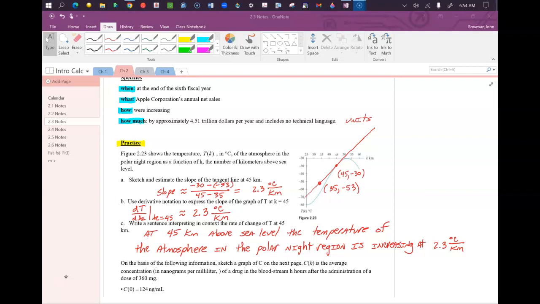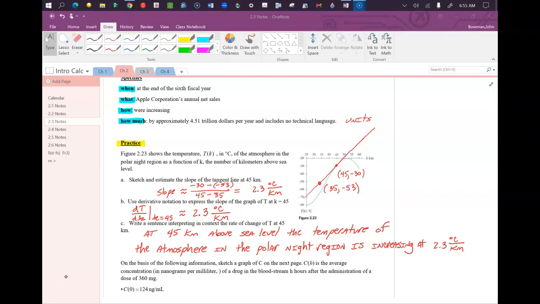The slope, this could depend on your tangent line. The one I drew had a slope of about 2.3 degrees Celsius per kilometer. And I figured that out by taking the point at k equal 45, T of k equal negative 30, and then drawing a tangent line, extending it out, and picking another point on that. And I picked the point 35, negative 53. So there's a positive slope there. That's something you should pay attention to. Make sure that your answer has the same sign as the slope of the tangent that you drew.